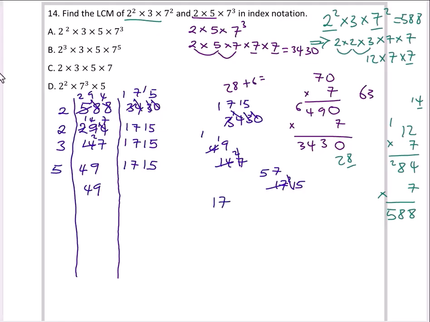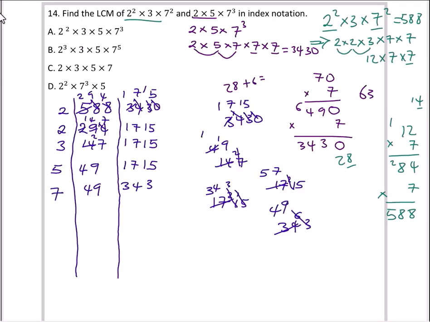So 1, 7, 1, 5. I know 5 can divide this. 5 into 17 is 3, remainder 2, and then 5 into 21 is 4, remainder 1, and 5 into 15 is 3. So we'll have 3, 4, 3. I know 7 can divide 49, but let's check if 7 can divide 3, 4, 3. 7 into 34 is 4, remainder 6, and then 7 into 63 is 9.